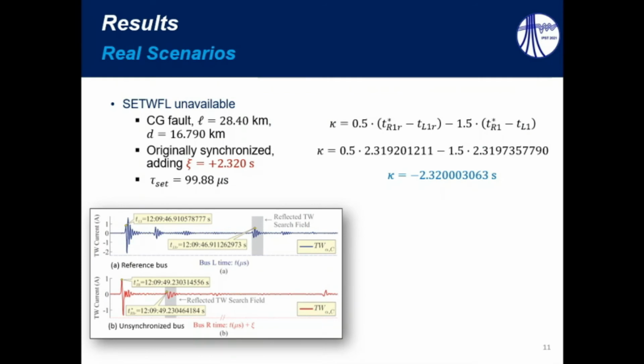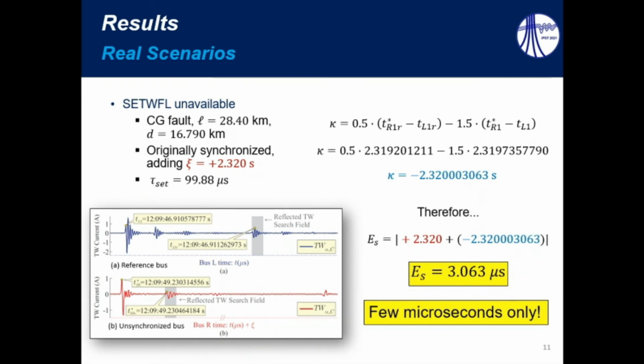So now analyzing real scenarios, firstly we took into account some cases which are originally synchronized, and then we could add some time synchronization errors. By doing so, we have a controlled case in such a way that we calculated kappa and then we compared it with this error, resulting in a final synchronization error equal to only 3.063 microseconds. This is very promising. It's smaller than 5 microseconds, for instance. So just 3 microseconds were obtained, and it is important to emphasize that this is the worst case presented in this paper.